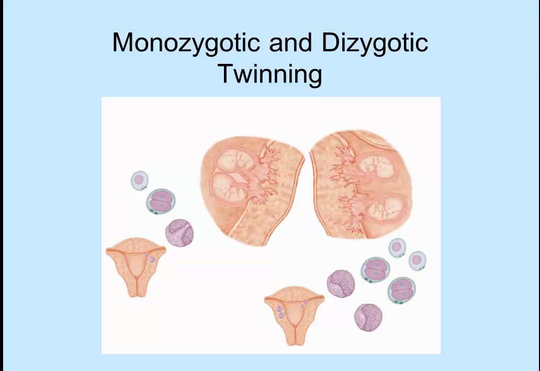Now, on the right, what we have is our dizygotic twins. Dizygotic twins are different altogether. These are what we call fraternal twins. This is because we've had two ova, so two separate eggs, and two separate sperm, which means they're fraternal twins.